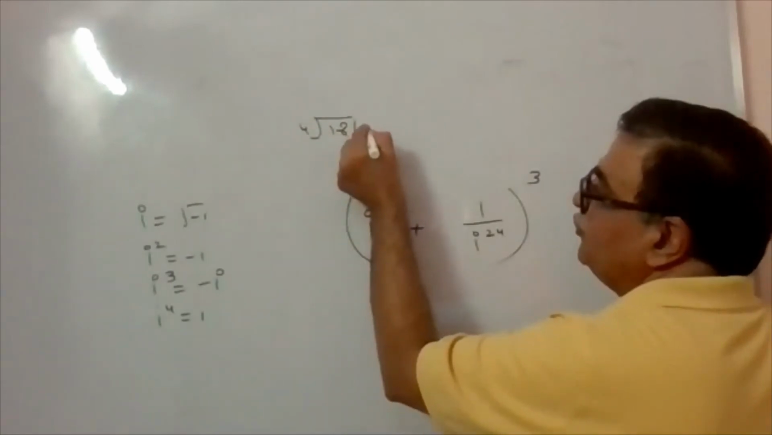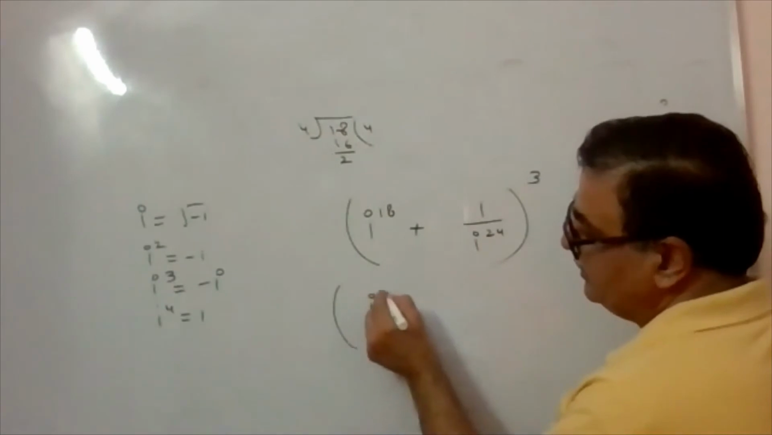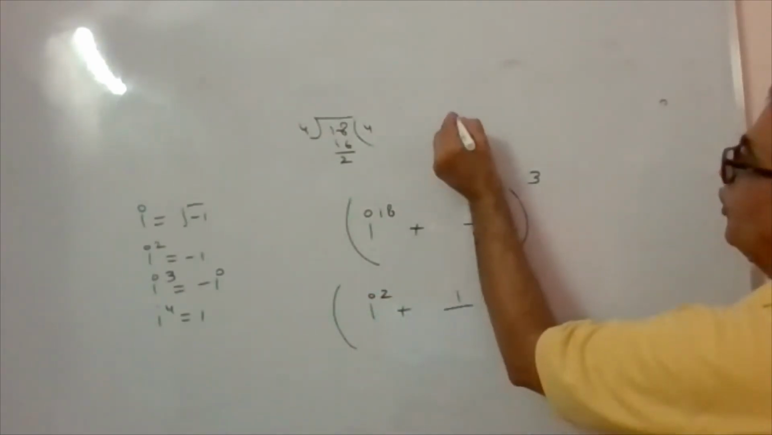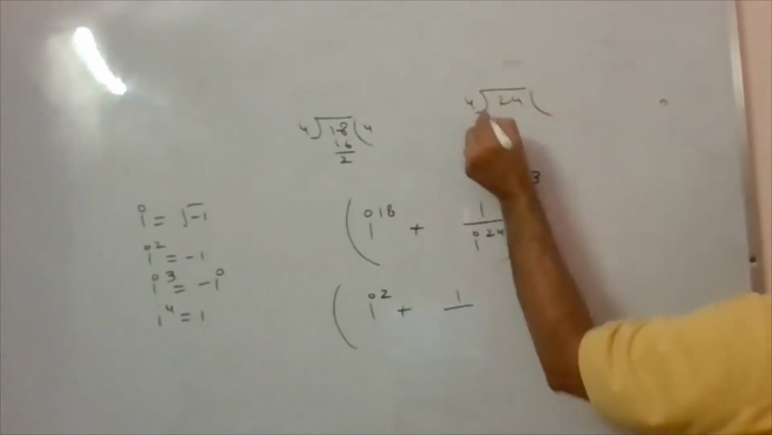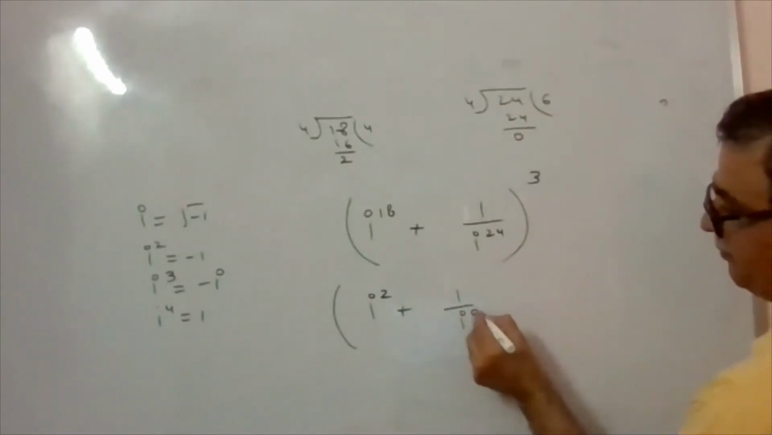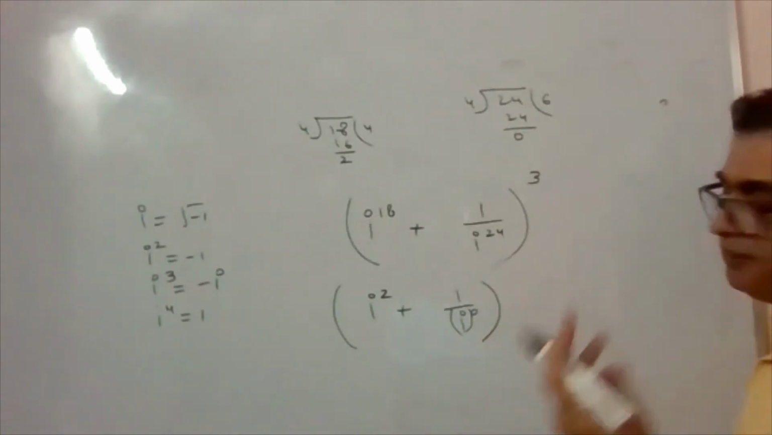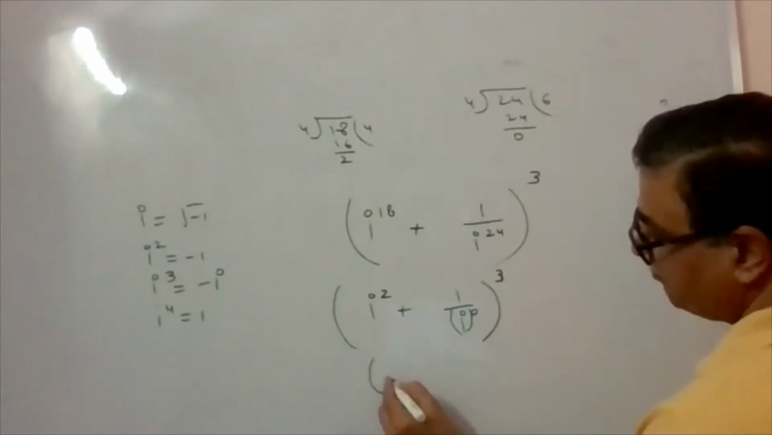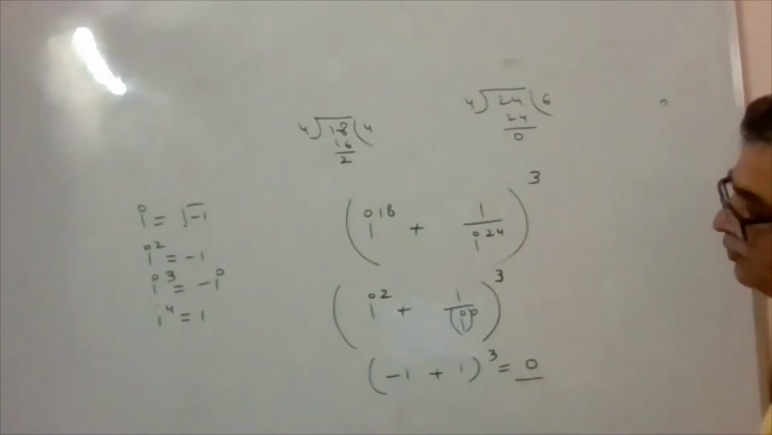by 4, when you do 4 4s are 16, remainder is 2. So I get iota square. This is a multiple of 4, 24, so remainder comes out to be 0. So that means it will be iota power 0. Whenever iota power 0 or something power 0, it comes out to be 1. So it will come out to be minus 1, this will be plus 1, power 3, answer is 0.